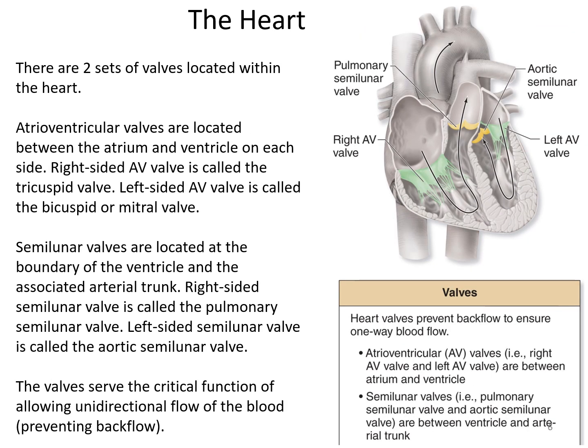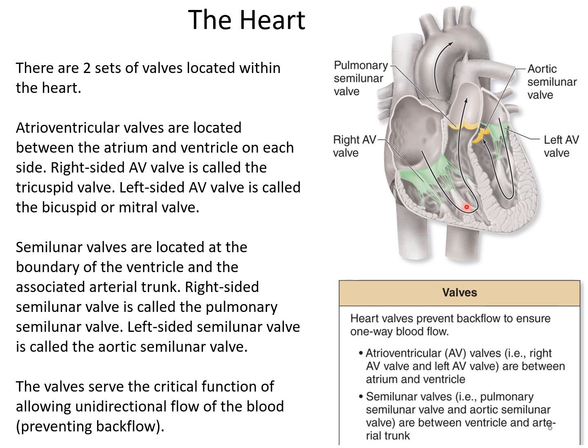In addition to the vessels, there are two sets of valves located in the heart. The atrioventricular valves, or AV, are located between the atria and the ventricle on each side. So their name kind of tells you where they're at. They're atrioventricular valves. They're located right in between the atrium and the ventricle.